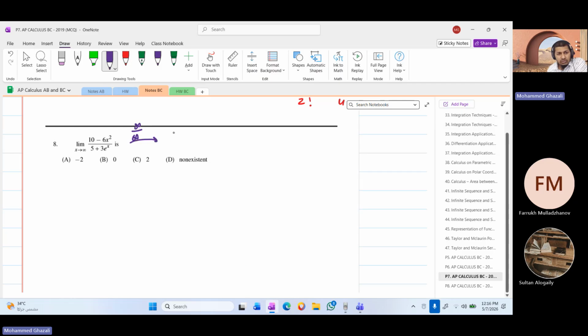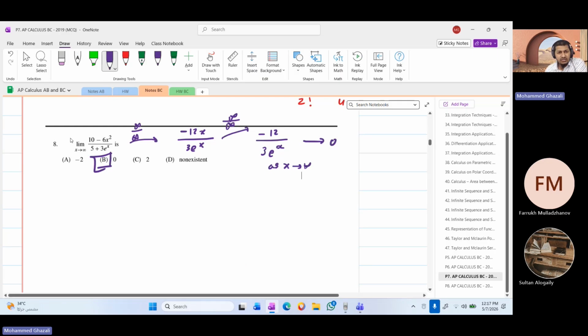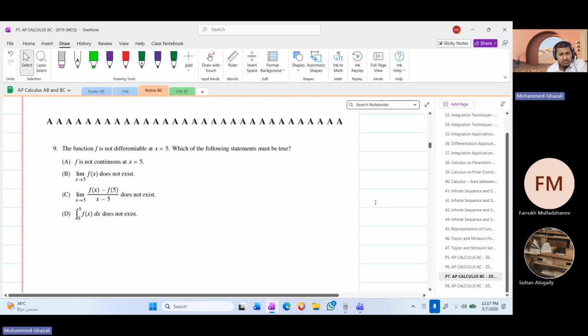So L'Hopital's rule: differentiate the top, minus 12x, over 3e to the power 3x, dx. Again, infinity over infinity. So negative 12 over infinity, which is 0. Wait, one second. So negative 12 over infinity is going to be 0. So that approaches 0 as x approaches infinity. Okay, anyways, quite easy, right? Let's move on to the next one.